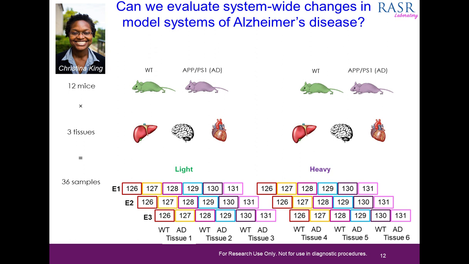One of the projects that we have ongoing is done by a graduate student, now postdoc in the group, Christina King. She was interested to understand system-wide changes in Alzheimer's disease using a mouse model. So what we did was we took wild type and our APPPS1, which I'll refer to as the AD mouse model. In each of these models, we were able to harvest liver, brain, and heart tissue from each individual animal. So we ended up with biological replicates of 6 for each group and a total of 36 samples.